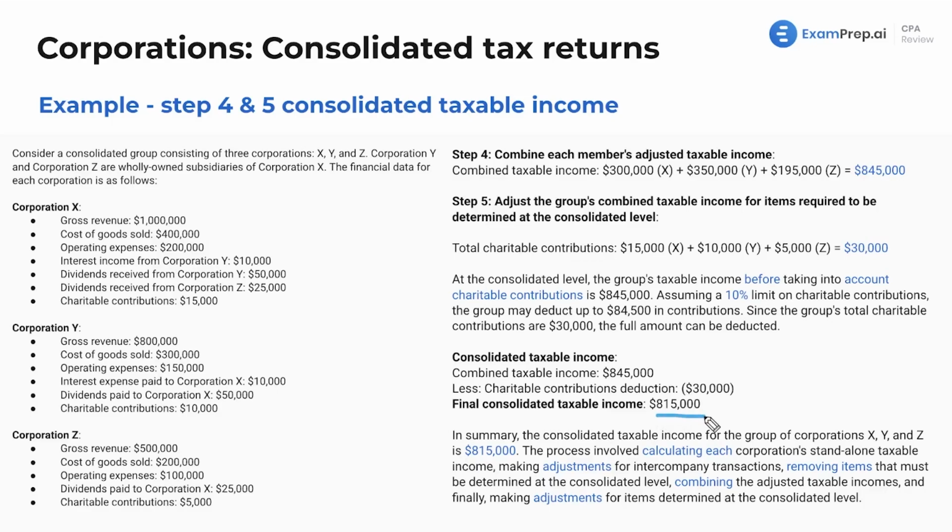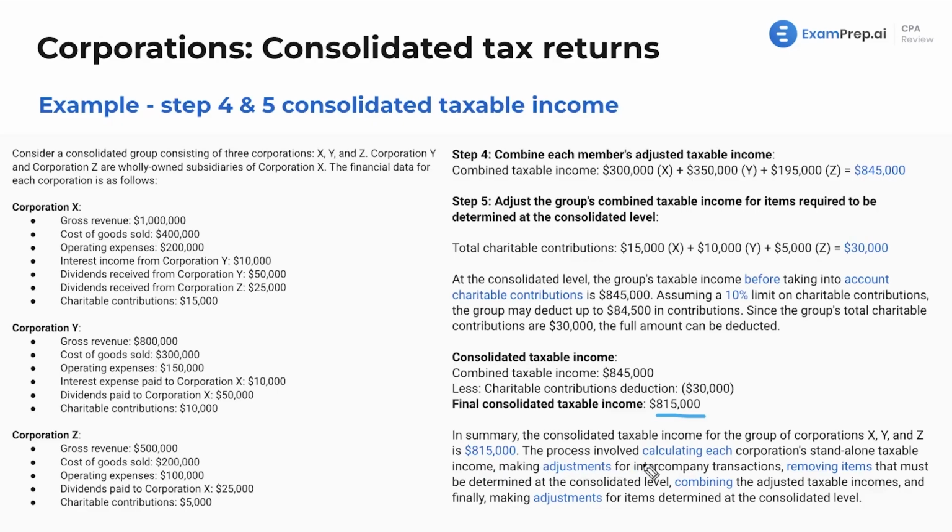Wrapping it up in summary, the consolidated taxable income for the group of corporations for all 3 is $815,000. And how are we going to determine if this is a good idea or not? Well, we would just look at the individual taxable income for each of these, and then the taxable income at the end of the day for all three together. And if the total taxable income for one is greater than the other option, we know we want to go with the lesser amount.